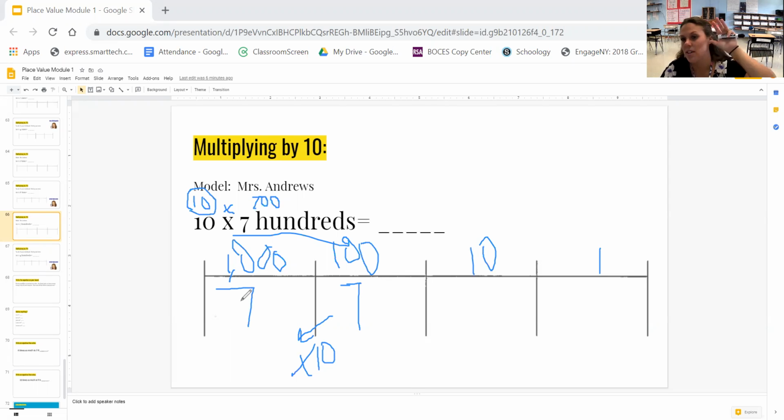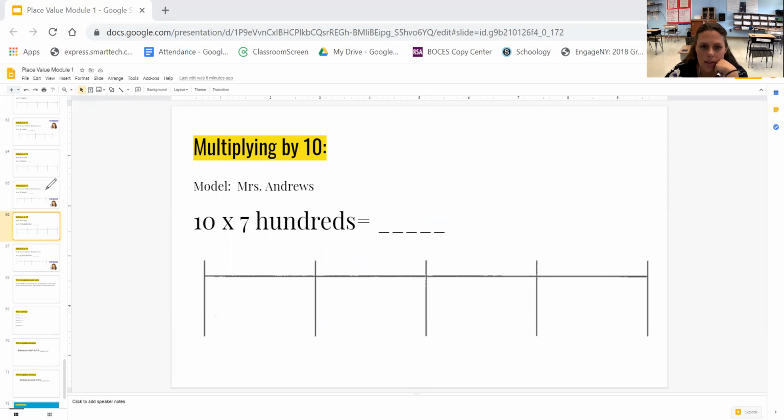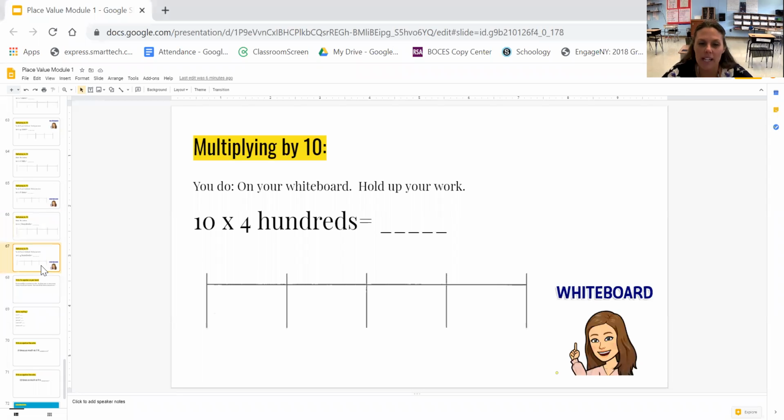1,000, 2,000, 3,000, 4,000, 5,000, 6,000, 7,000. So my answer is 7,000. Love it, right? Patterns of 10, so cool. Let's go ahead and try yours. Write it on your whiteboard, pause your video, and then we'll look at your answers.